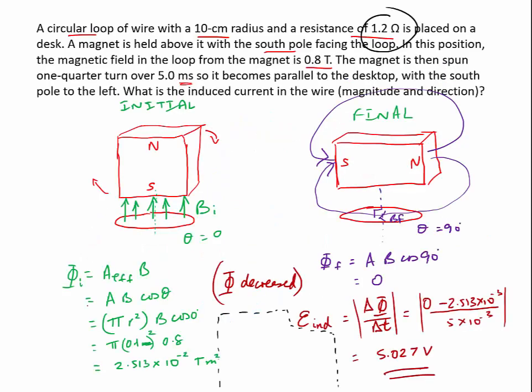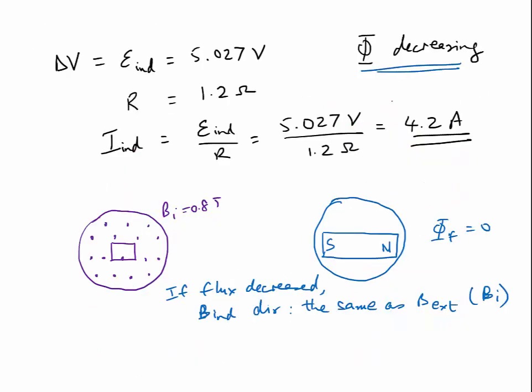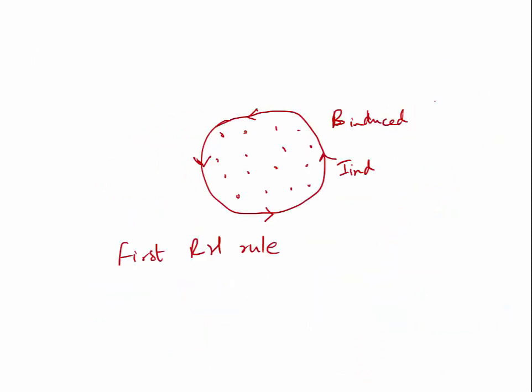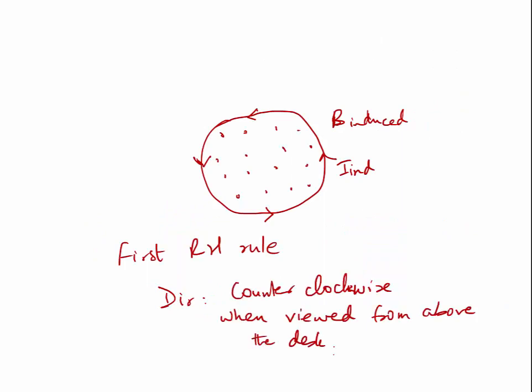So that's basically all the answers that we needed for this question. We got the magnitude figured out. The magnitude on the second page was 4.2 amps, and we got the direction figured out. So we can say that the direction is counterclockwise when viewed from above the disk, like a bird's eye view.